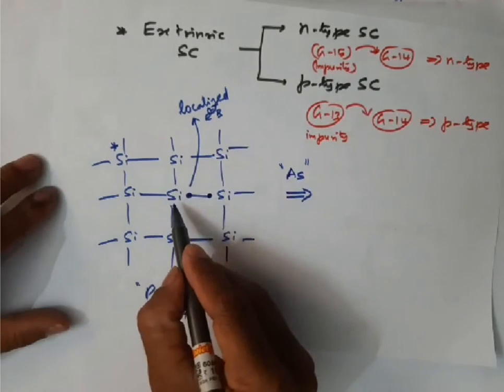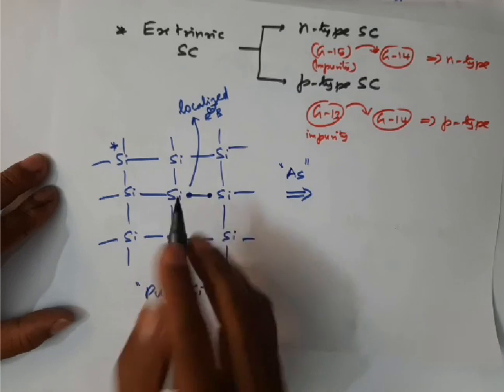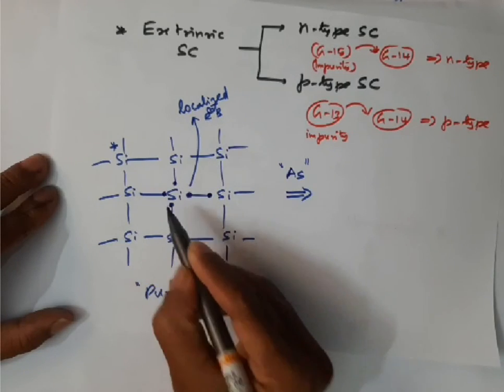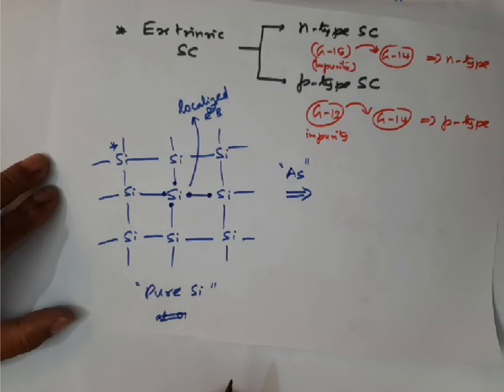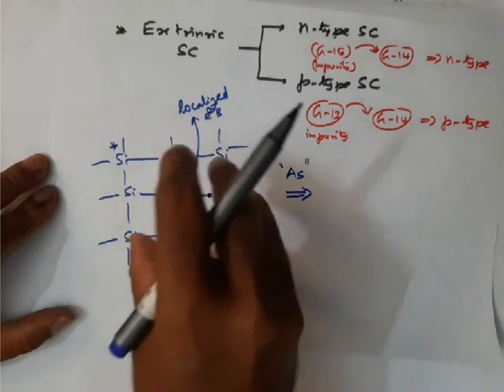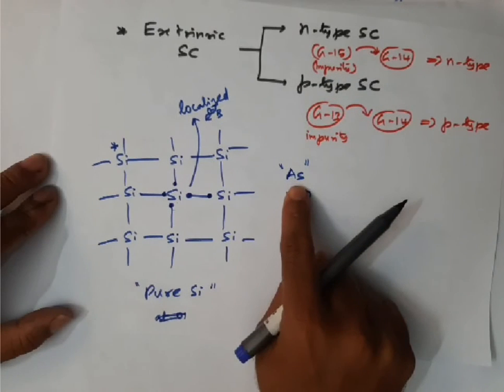Listen, students, this is very important. The number of valence electrons for silicon is 4. So each silicon atom shares 4 electrons with the neighboring silicon atoms. But all 4 electrons of silicon are localized because they are in the bond now. But a group 15 element, arsenic or phosphorus, has 5 valence electrons.